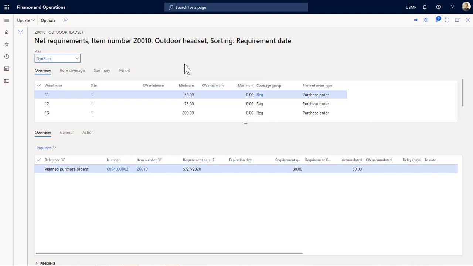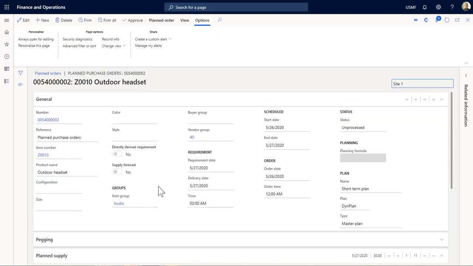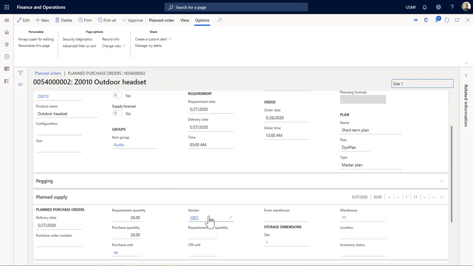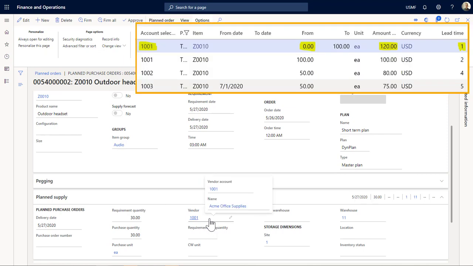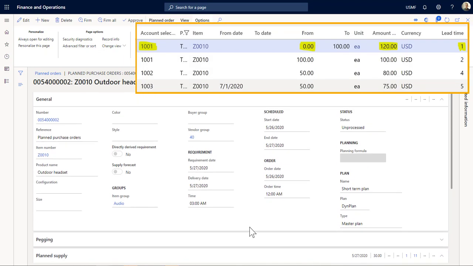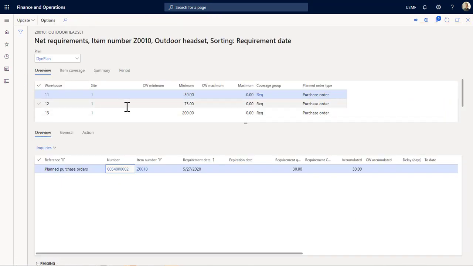So I have set up for this product that I have a minimum of 30 on warehouse 11 that triggers a planned purchase order. This planned purchase order is replenished by vendor 1001 because right now I'm optimizing based on the price. And this is the only vendor that can deliver less than 50 in quantity.